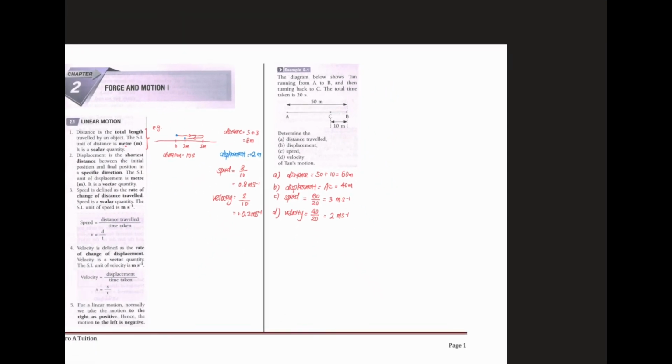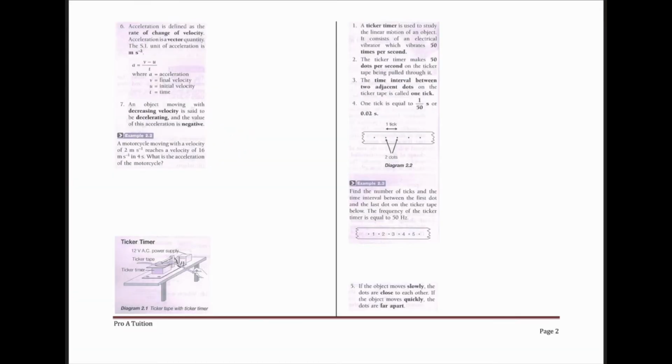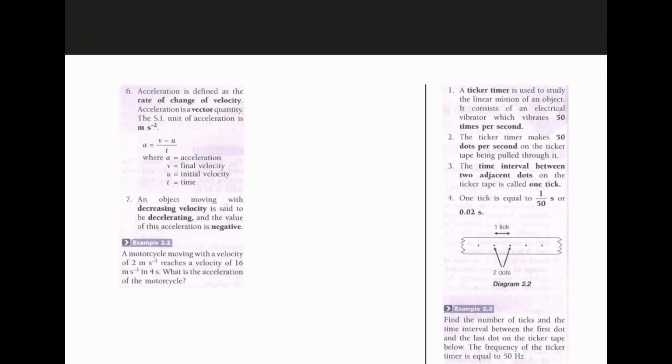So we finish everything here. Next page. Acceleration. Acceleration is defined as the rate of change of velocity. Acceleration is a vector quantity. The SI unit of acceleration is meter per second per second.